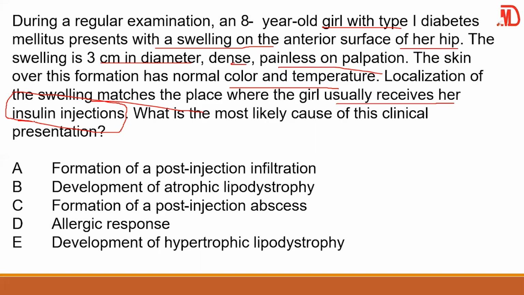Usually it will happen when the place is being supplied with nerves and is being supplied with blood. But there's nothing like that. So over here, we are having what we call the development of a hypertrophic lipodystrophy. It's the same thing. Don't confuse it with post-injection abscess. There's no abscess formation over here. This is injection site swelling. All right.